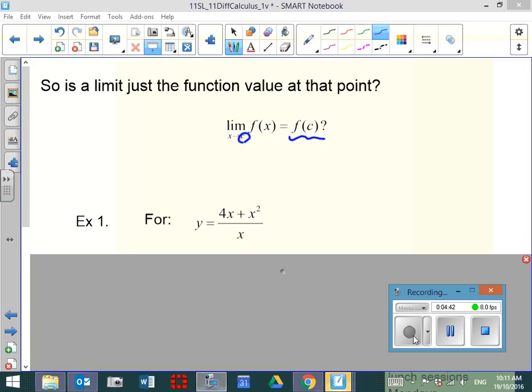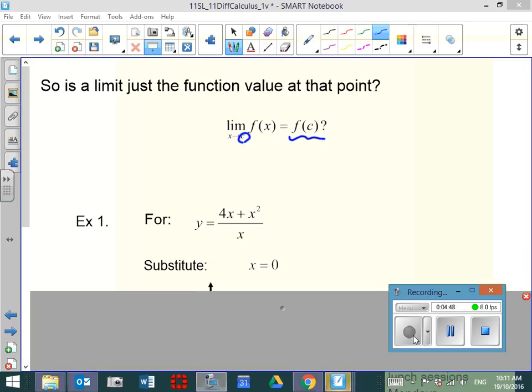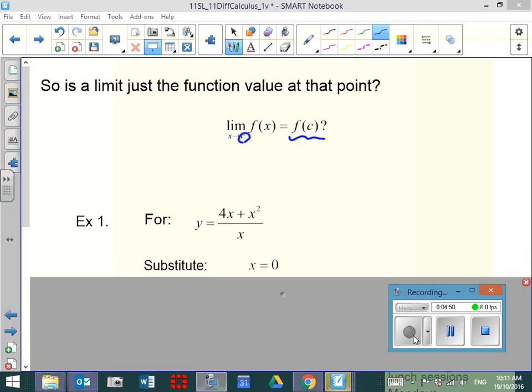To do that, we're going to take a look at y equals 4x plus x squared divided by x. If I substitute in x equals 0, just think for a moment what is going to happen. So I've got y is equal to, I'm going to substitute 0 in. The issue is we are dividing by 0.